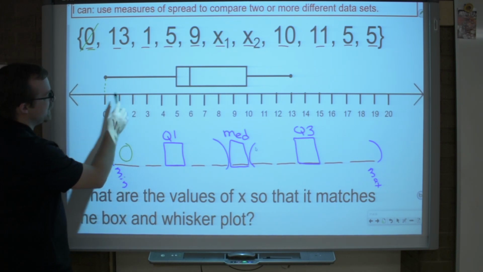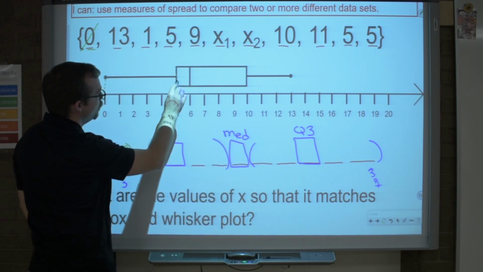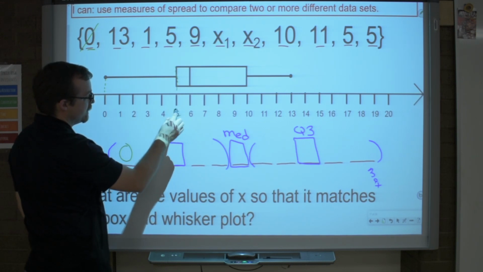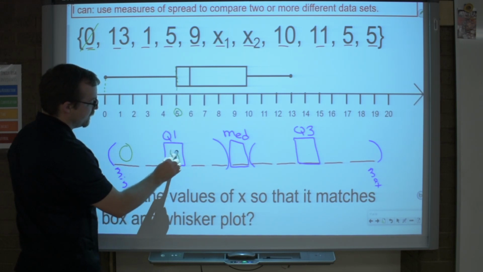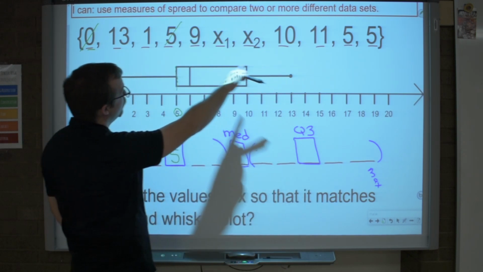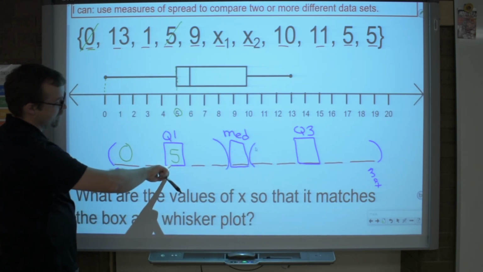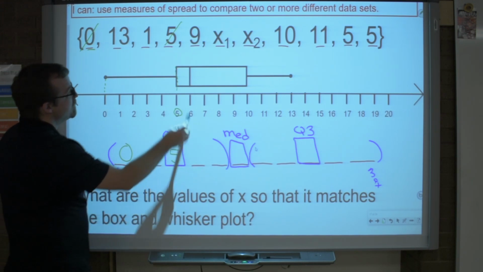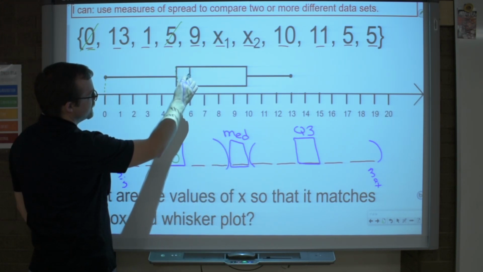The next number that I can see from my box plot is Q1, and that's 5 right there, and I have a box here for Q1, that's 5. Do I have a 5 up in my data? I do. I actually have 3 of them, but I'm only accounting for 1 of them right now in my data down here. My median is also part of my data, which is nice.